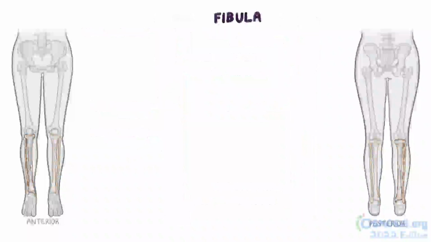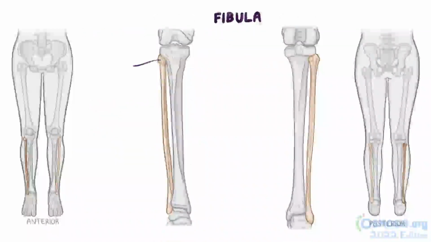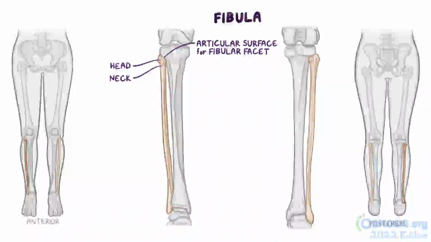The fibula lies posterior-lateral to the tibia. Its proximal end has a large head superior to a small neck, and a pointed peak where the articular surface for the fibular facet lies. The distal end of the fibula extends laterally and inferiorly to form the lateral malleolus.